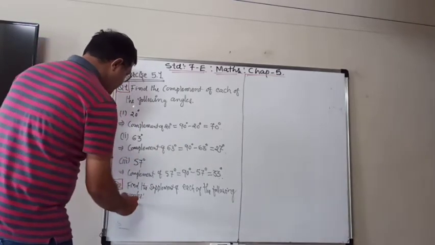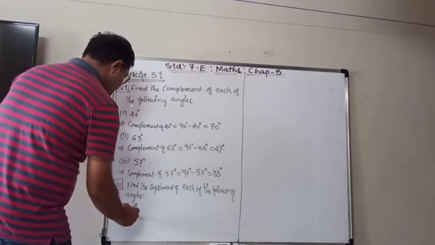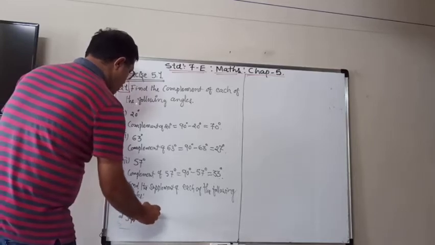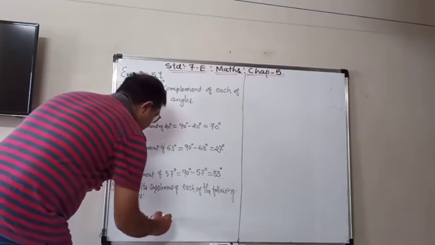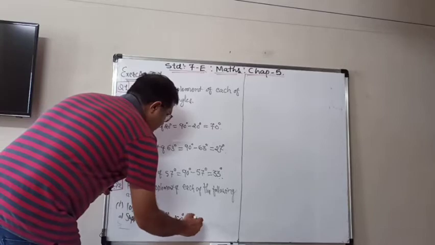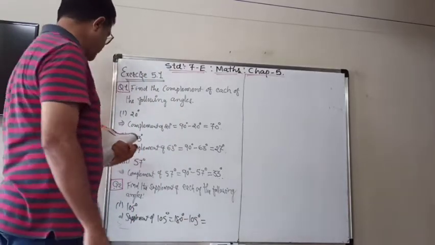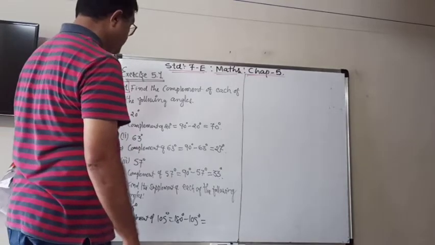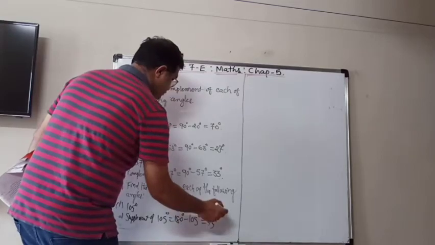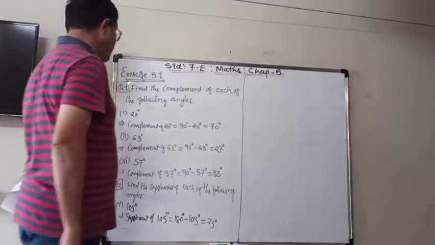So let's see which is the first angle. First angle is 105 degrees. So now supplement of 105 degrees is 180 degrees minus 105 degrees. So from 180, if you subtract 105, then there will be 75. So the supplement of 105 degrees will be 75 degrees.